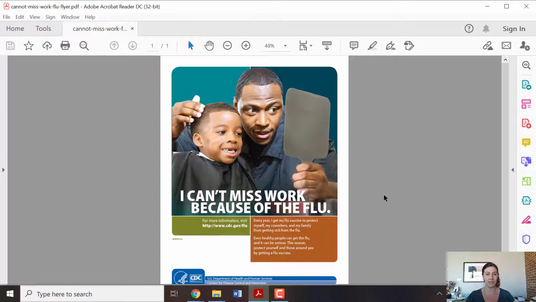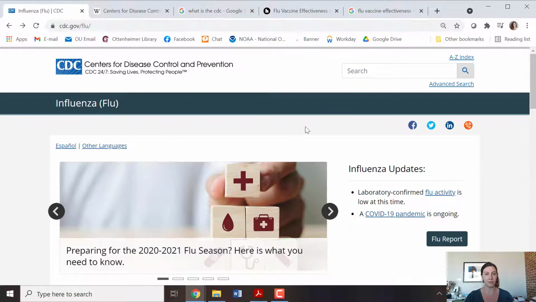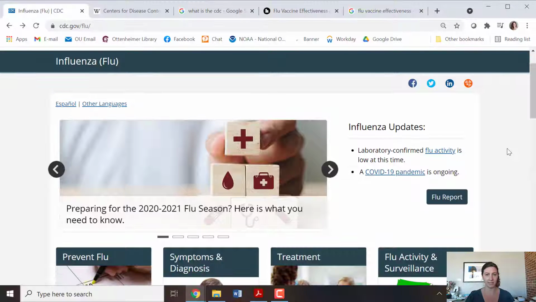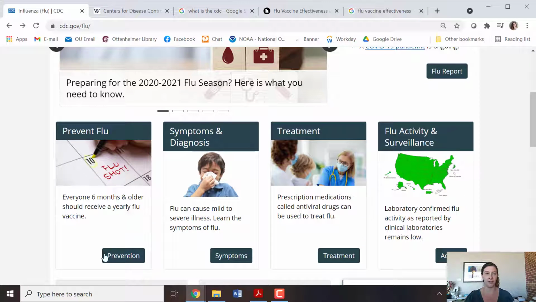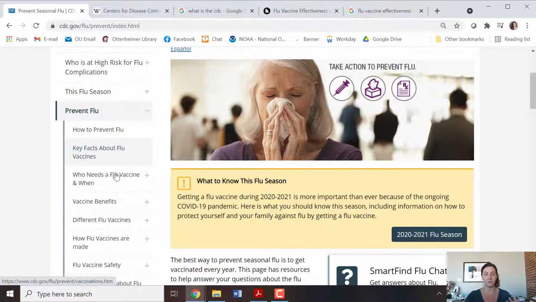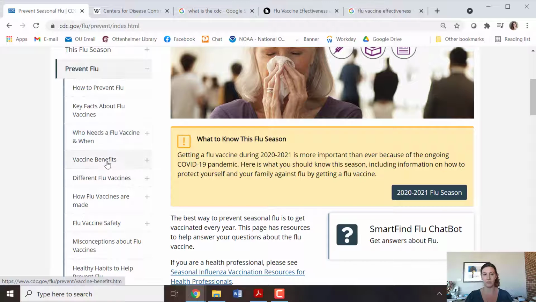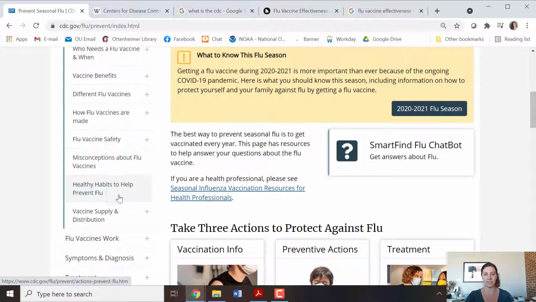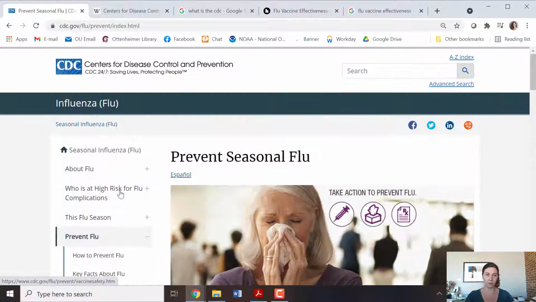When we do look back at the PSA, now we can start looking at what is the message, and start to fact check, do lateral reading on the message that the CDC is trying to get across in this PSA. "Can't miss work because of the flu." So it's advocating getting the flu vaccine to protect yourself and others. Whenever you look at the page that it gives you on the PSA, you see there's a lot of different information on there. This one is going towards prevention of the flu, so getting that flu vaccine. Whenever you go to that, you see how to prevent it. It gives you facts about the vaccine, who needs it, when, and the benefits. So there's a lot of information that you can learn as you're getting more information on this PSA.